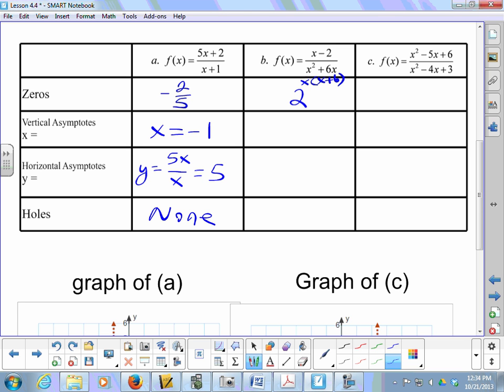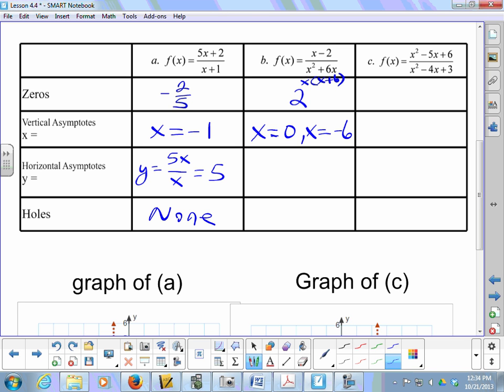Vertical asymptotes. Where does the denominator equal 0? Okay, it's 0 and negative 6. You just know it's 0 because there's no other number. Because it's x. What makes x equal to 0? When it's 0. Okay, vertical asymptotes.